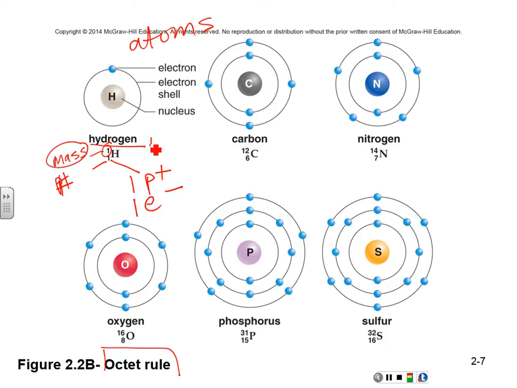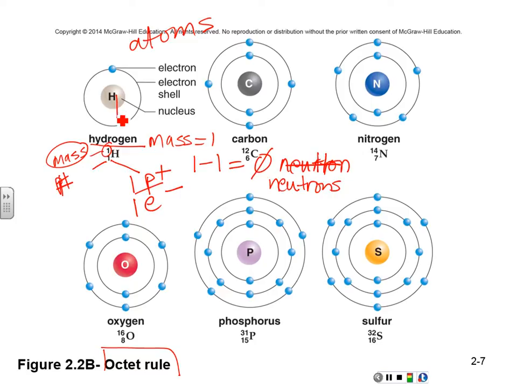So what was mass? If you took that number 1 and subtracted the protons, it would tell you neutrons. I keep doing that today. Neutrons. There we go. So this has 1 proton and 1 electron.